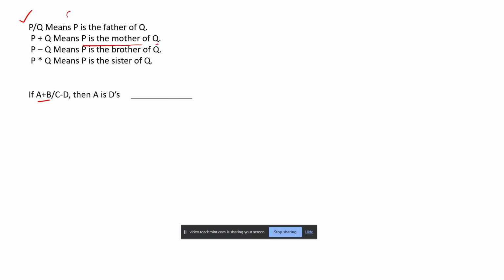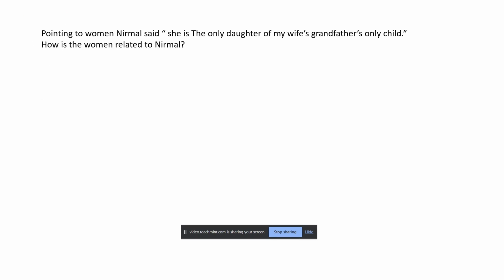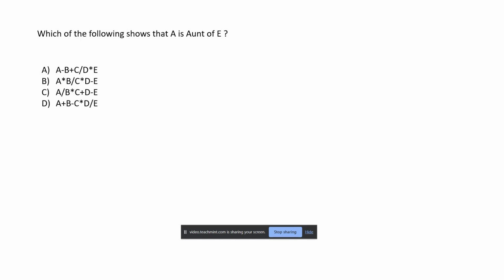Once you are done with this model also, we are going to solve one more model like this. See here, he is asking which of the following shows that A is aunt of E. In general, he gives you a question and we need to answer it. But here, he will give you the answer, and you need to find out which of those options is the question. In general, you would need to solve all 4 options, which is not possible in the examination. That's why I will tell you one more method to solve those kinds of problems without drawing the diagram.